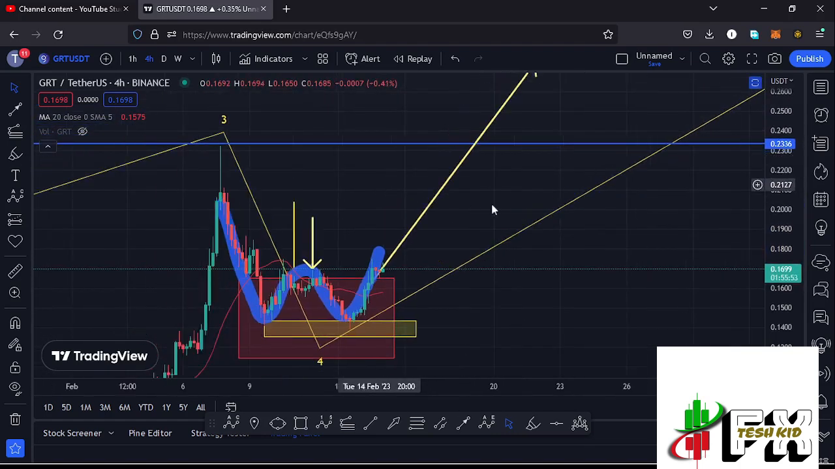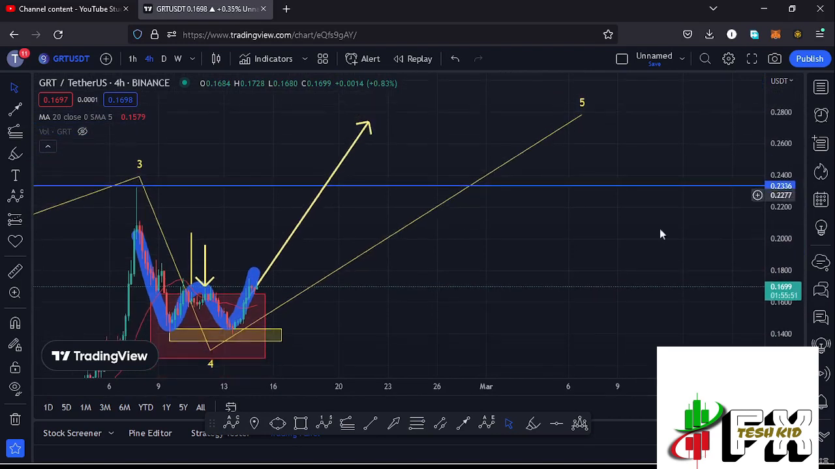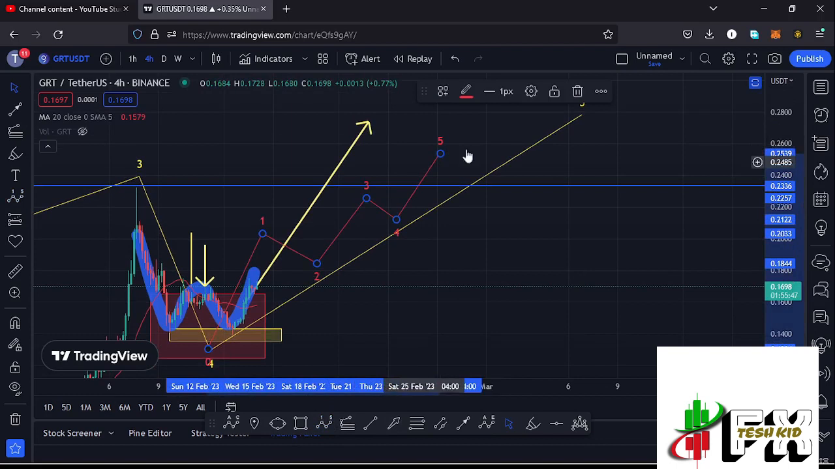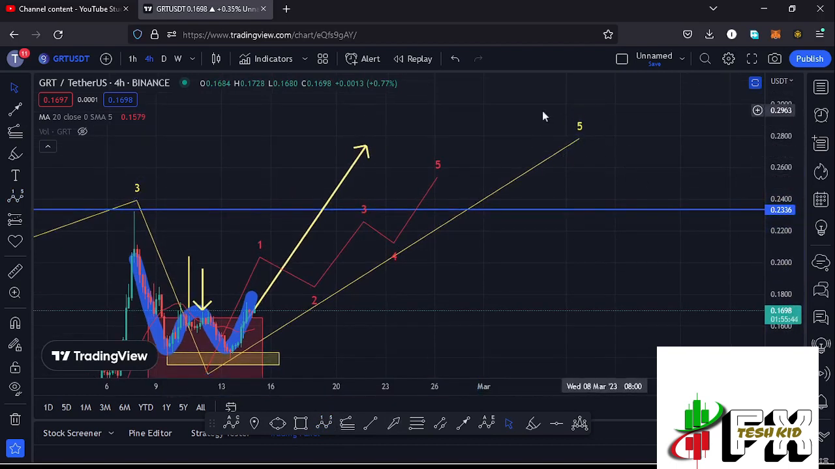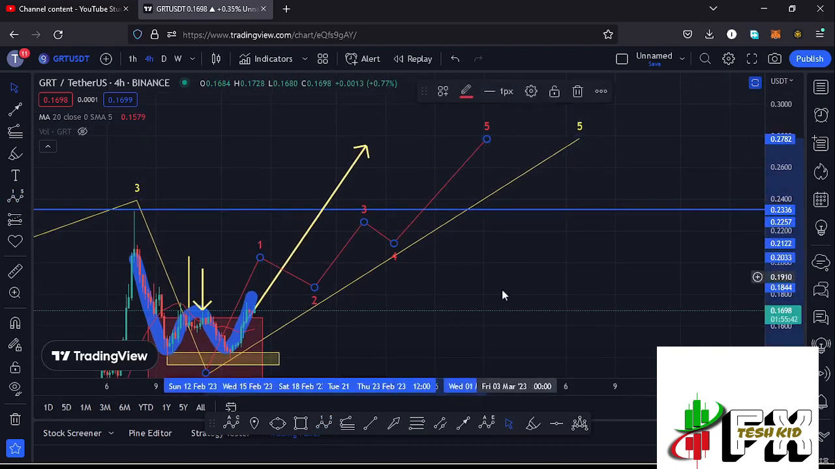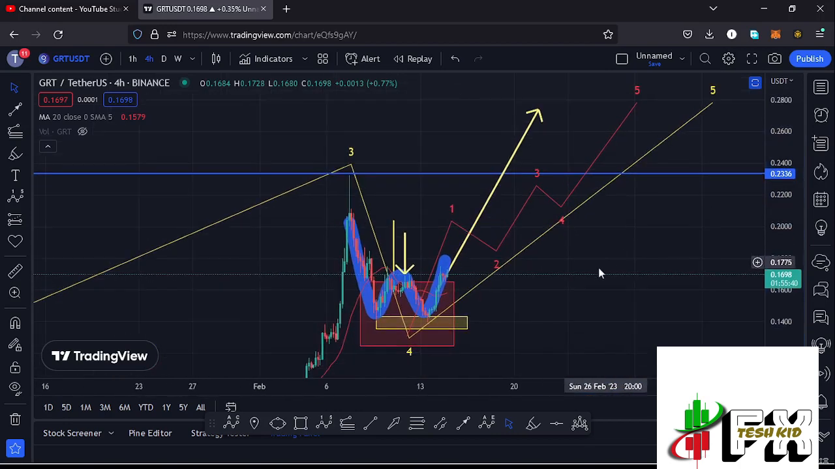And in the formation of that wave 5, I'm also expecting to see a 5-wave structure in formation, having the wave 5 of that fractal wave fully maximizing the formation of that wave 5 to the upside. So that is what I'm expecting here on the GRT chart on the short-term scenarios.